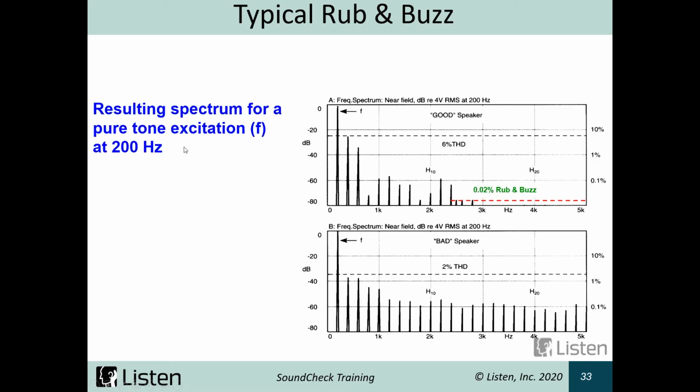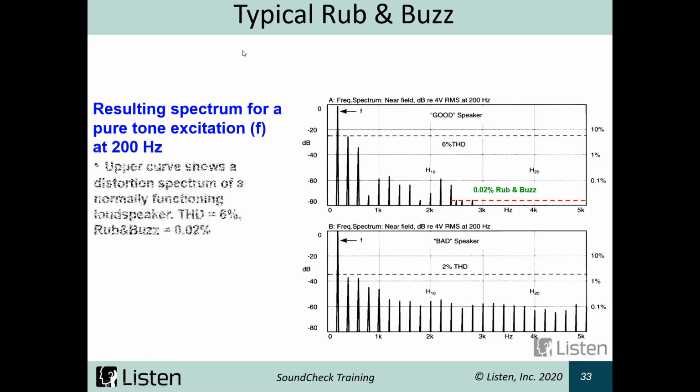This is the spectrum with 200 Hertz, and the top one has 6% THD. But if you look in the higher order harmonics, there's only 0.02% rub and buzz. There's not a lot of energy in the high order harmonics. So a normally functioning loudspeaker will have a high THD, but low rub and buzz.